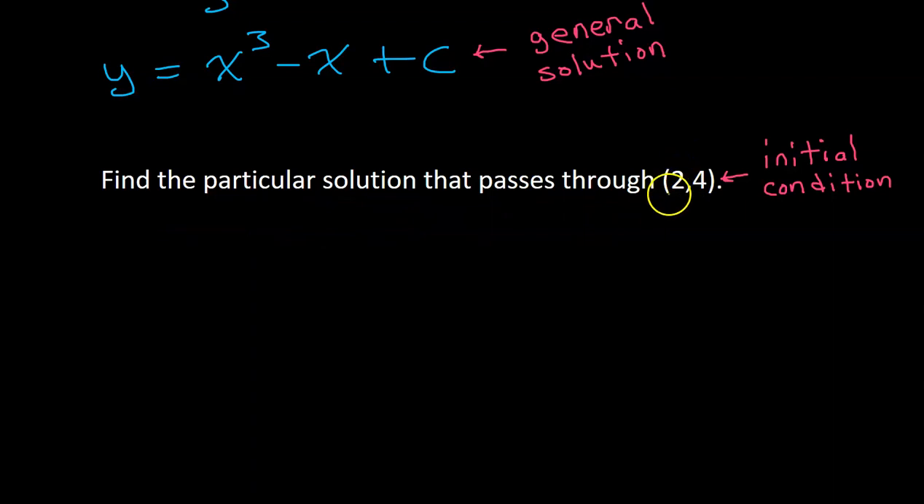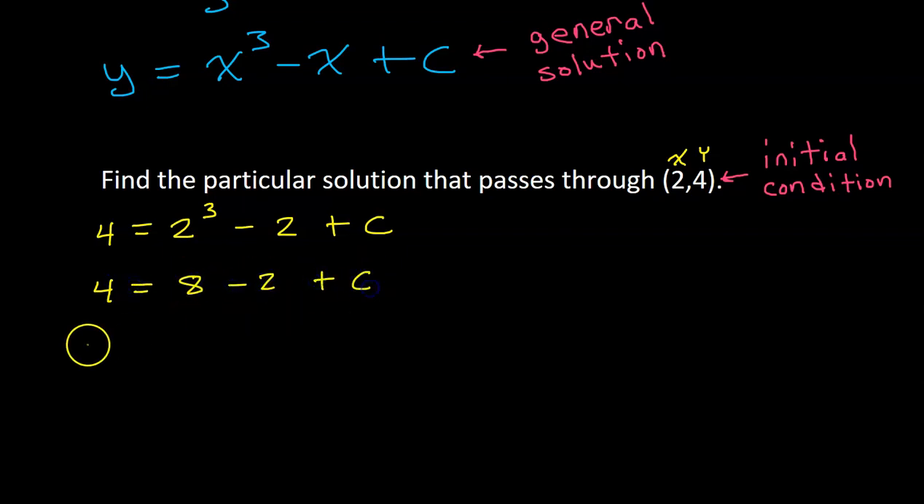Here's how. We are given an x, y pair. So when x is 2, y is 4. Let's substitute that information into the general solution. So y will be 4 when x is 2. So we have 2 to the third power minus 2 plus c. But that means 4 is equal to 8 minus 2 plus c.